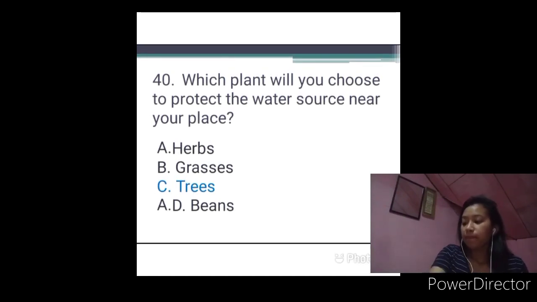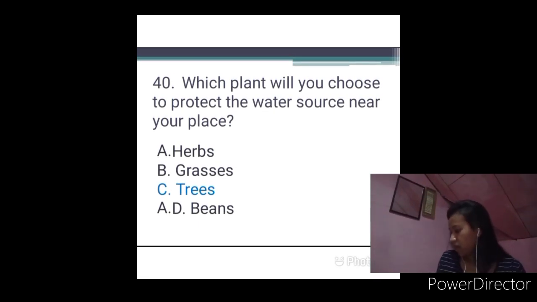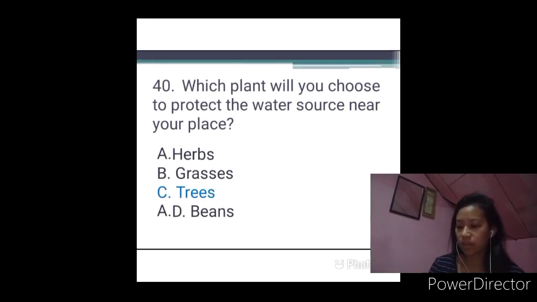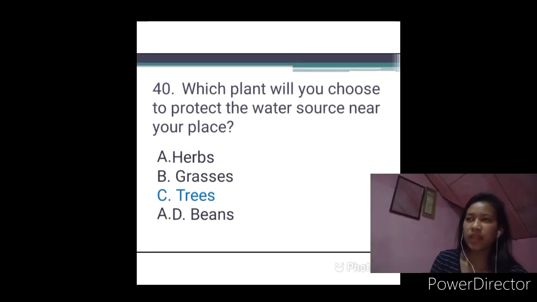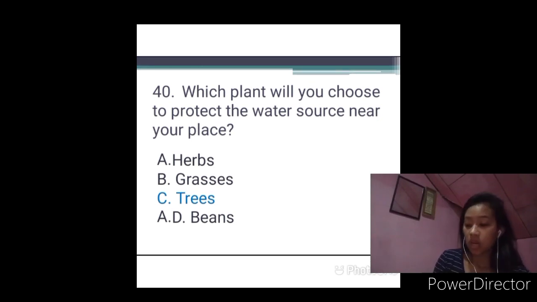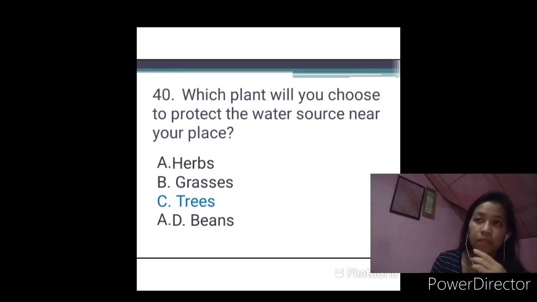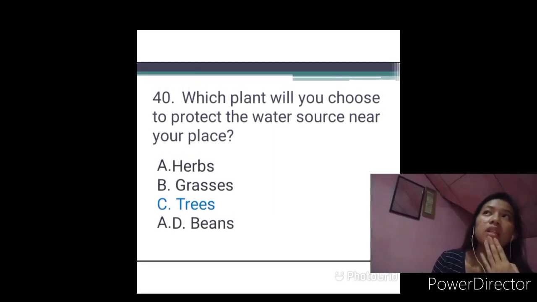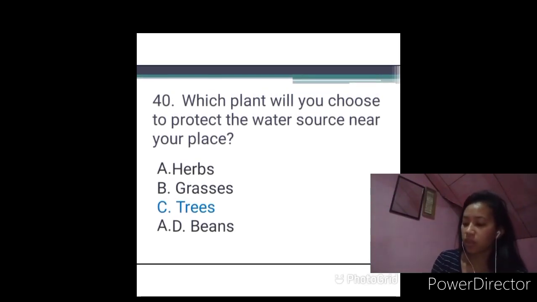So why not herbs, grasses, and beans? As we all know, herbs cannot protect the water source because of their tiny roots. They couldn't prevent the current of the water. So the herbs cannot really impede or protect the water source near your place.